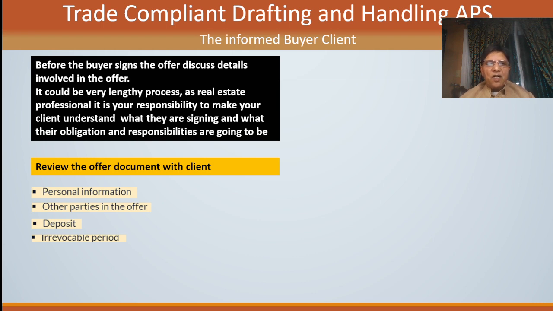No, explain to them that it is very important to understand that they cannot go back. They cannot say that they are not going forward with that. They have to wait until that irrevocable period has expired, or they hear something back from the seller agent. The closing date, explain to them, it is very important.